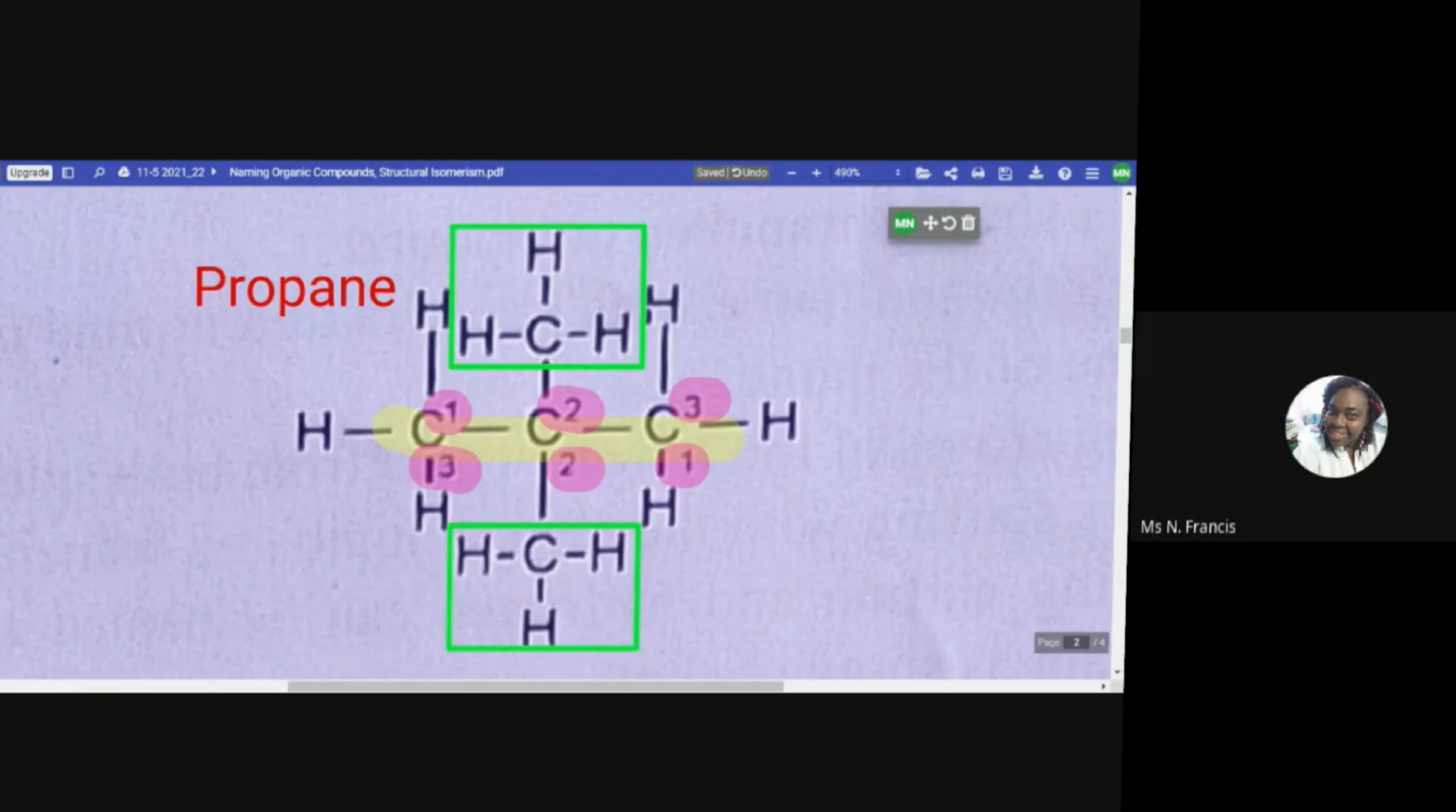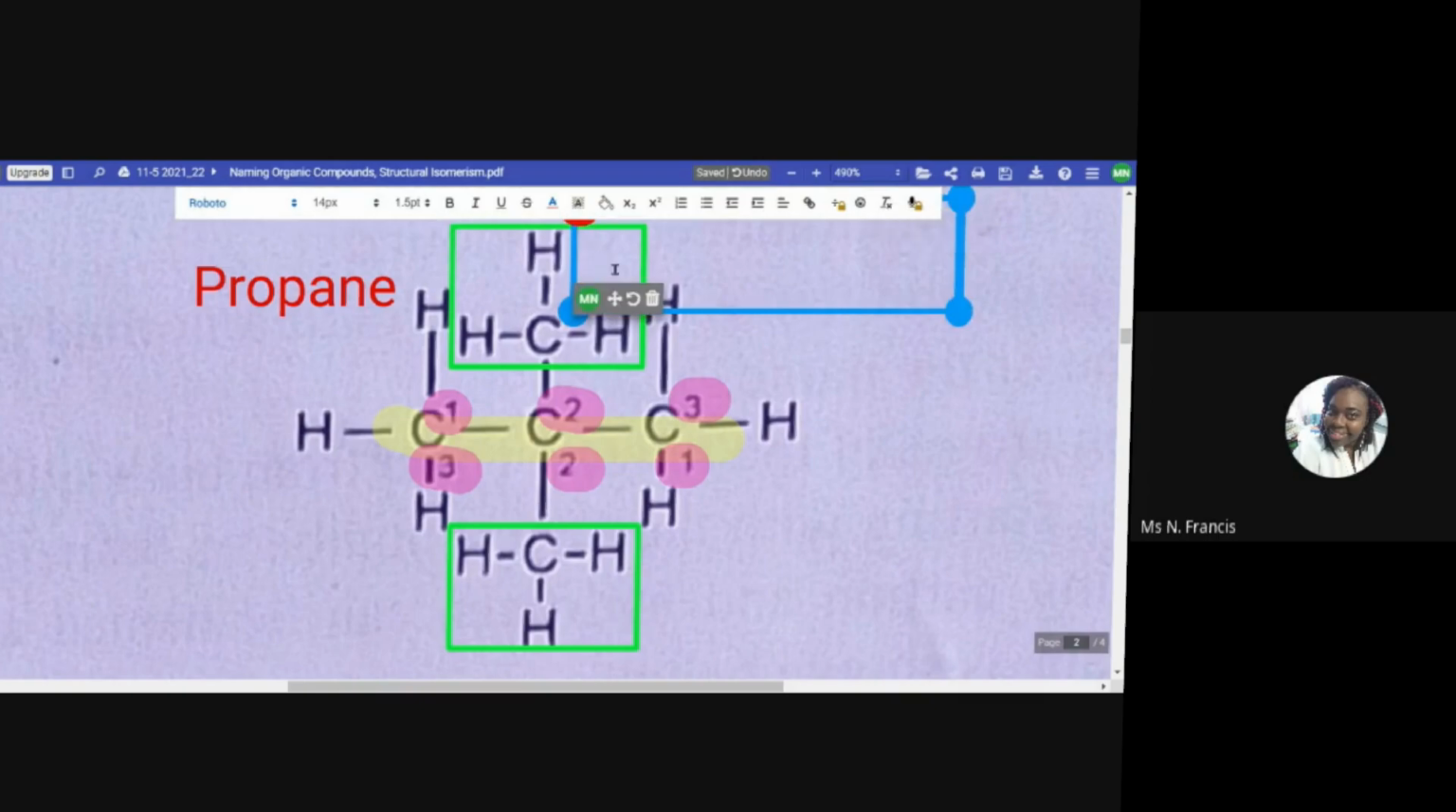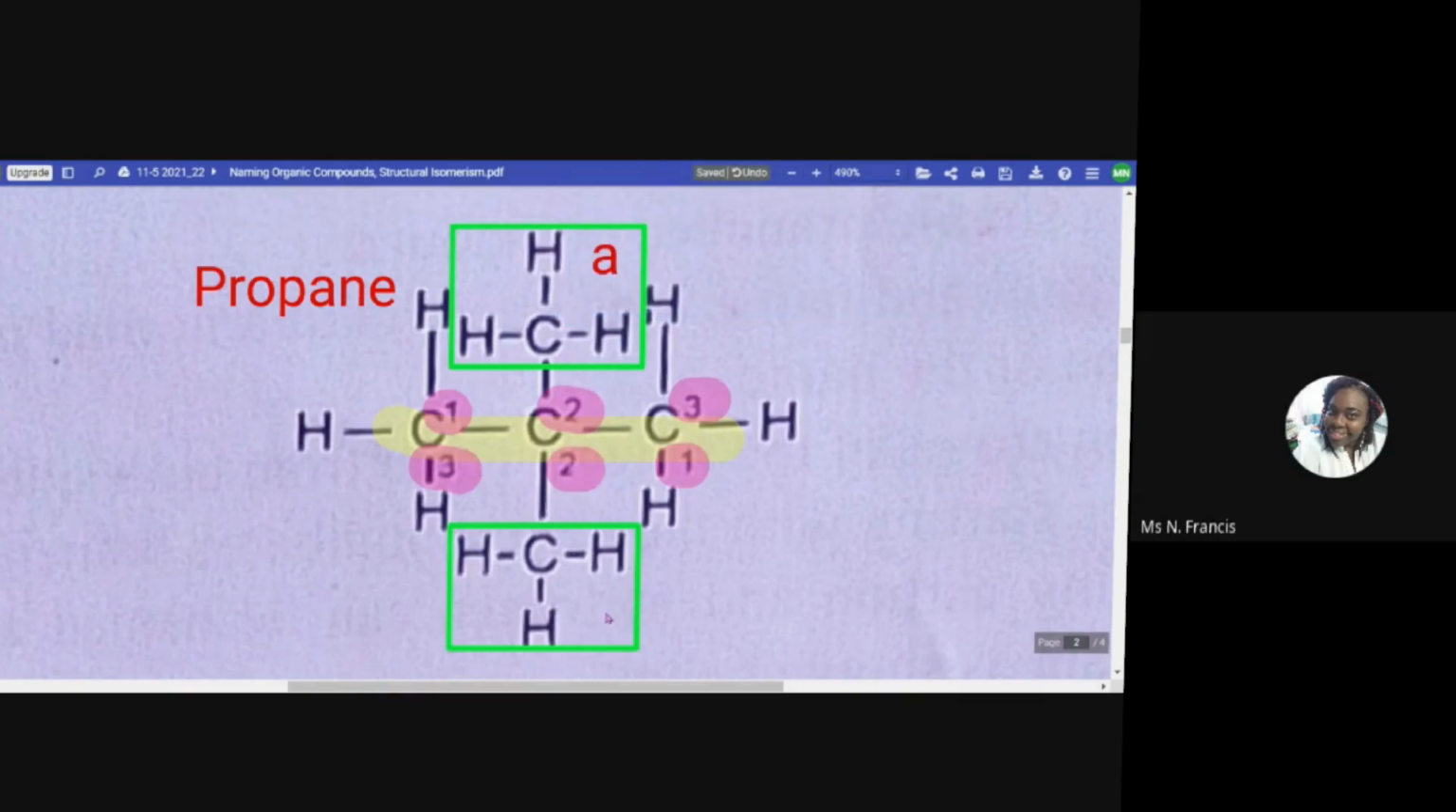So what do you notice? I have 2 branches, and that is a possibility. I can have more than 1 branch. So I have 2 branches in this scenario here. Call this one branch A and call this one branch B.